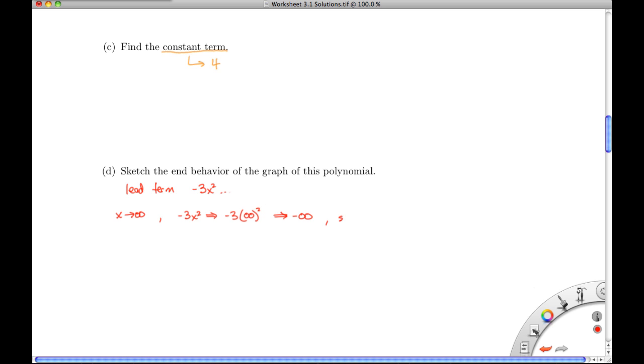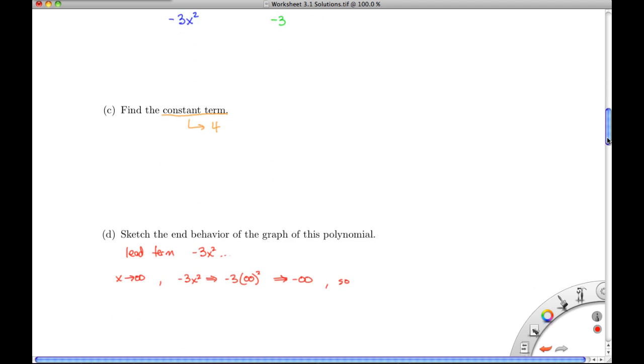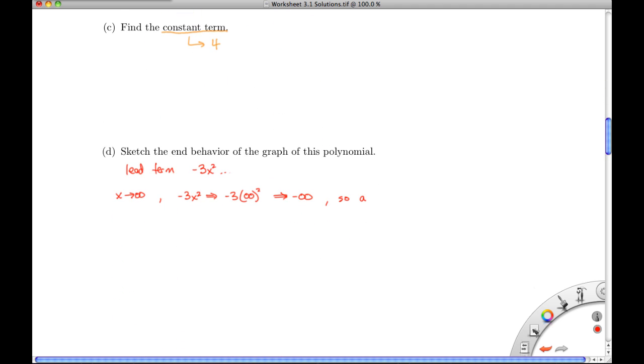So in this case, we've got f of x here. So as x goes to positive infinity, f of x goes to negative infinity. And if we look at the other side of the end behavior, we've got that minus 3x squared, and in place of that x, we're going to see what happens if we put a really, really big negative number.